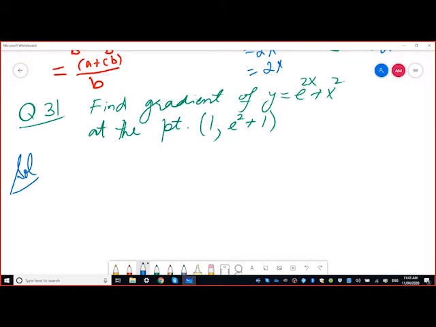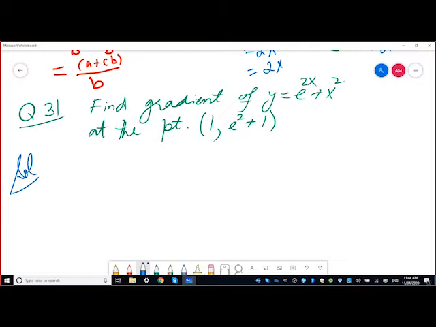Gradient means, what means the gradient? Gradient is y equals mx plus c. No, that is the equation of a straight line. This equation is not of a straight line. What is the gradient if you are given a function and you want to see what the gradient is?